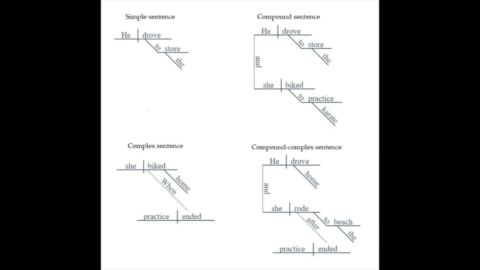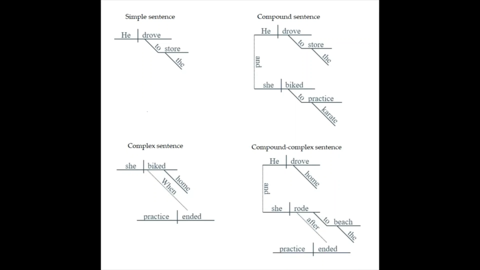Third, we have a complex sentence, and this is when we have an independent clause, which is a sentence that can be understood on its own terms, paired with an adverb clause or a subordinate clause. In this case, we see when practice ended, and that is the dependent or subordinate clause in this sentence. It can also be known as an adverb clause, since it modifies the verb, and that's what adverbs do. When practice ended doesn't really make sense on its own. It is dependent on an independent clause.